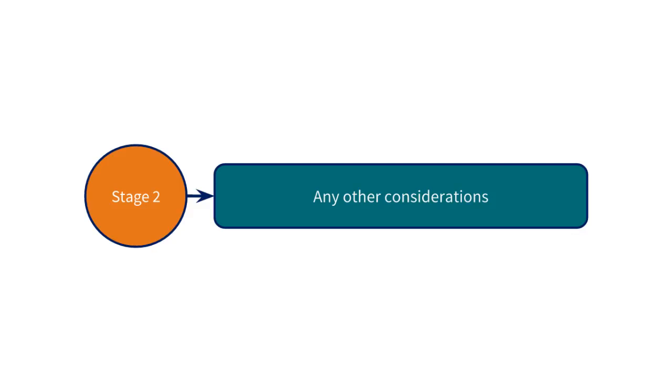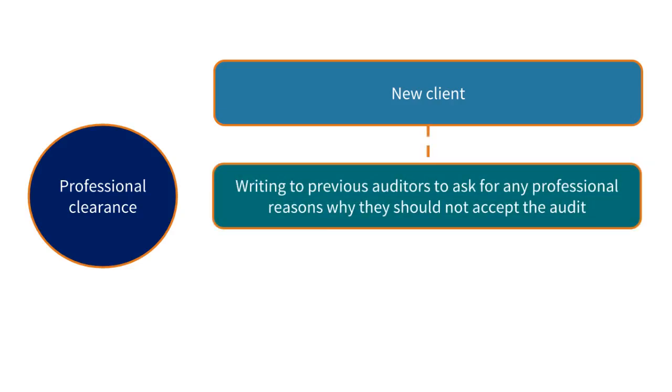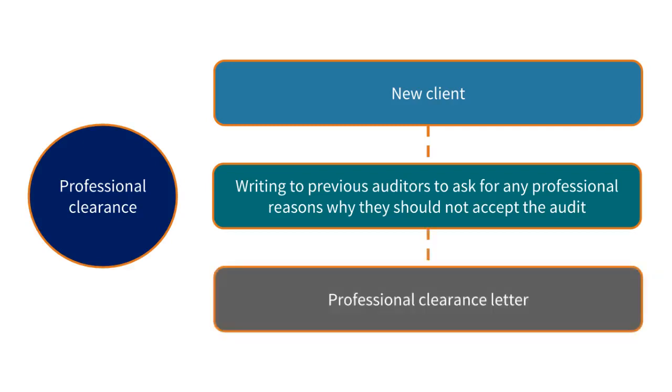Once the preconditions have been identified, the auditor must move on to any other considerations that may affect their decision to continue the audit. We will go through each consideration in detail. Professional clearance. If the audit firm has been approached to audit a new client, the best source to identify if there were any issues which may cause them not to accept would be the previous auditors. Therefore, they should write to the previous auditors and ask them if there are any professional reasons why they should not accept the audit assignment. This is known as a professional clearance letter.